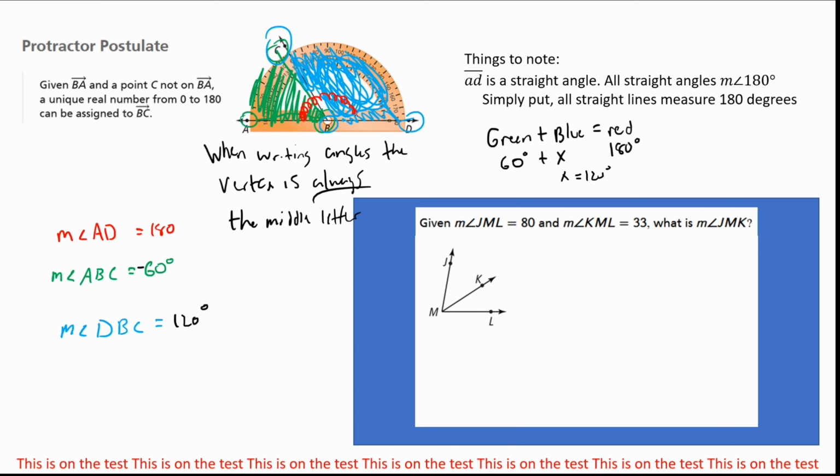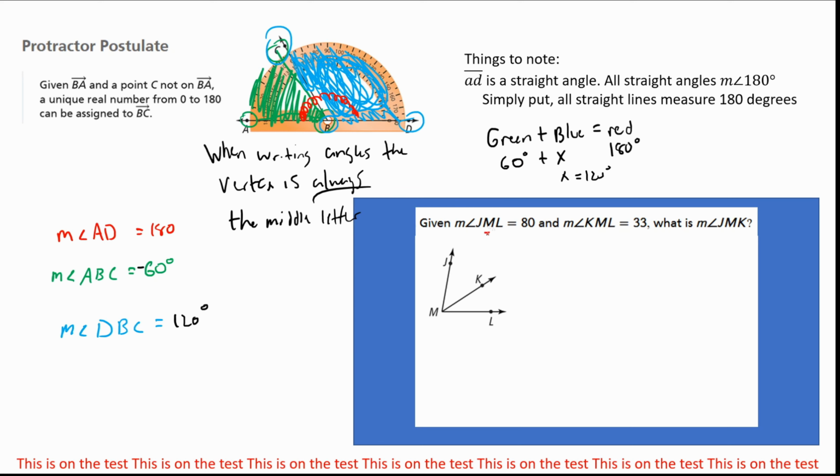So green plus blue is equal to 180. Keep that in mind for everything in this class. This is one of the biggest things, knowing that a straight line is 180 degrees. Everything we need in the rest of this topic requires that. Topic two is very reliant on that information. And let's do one together really quick.